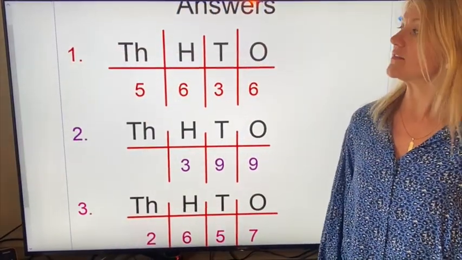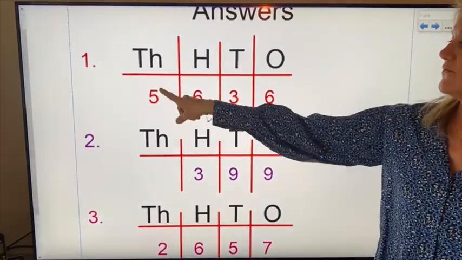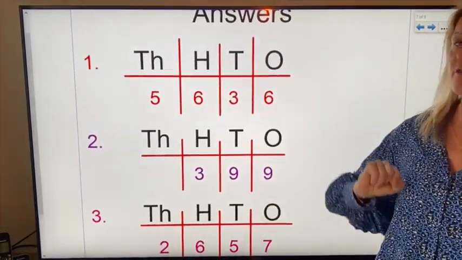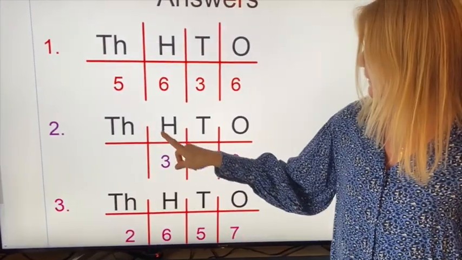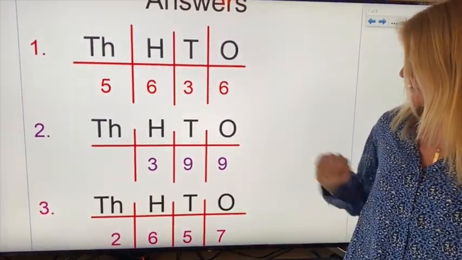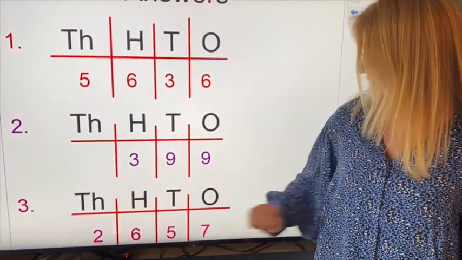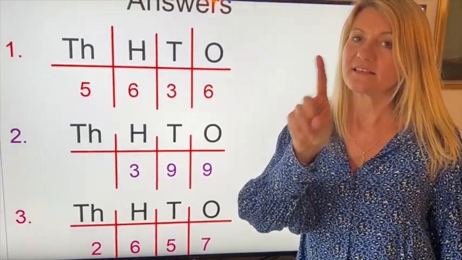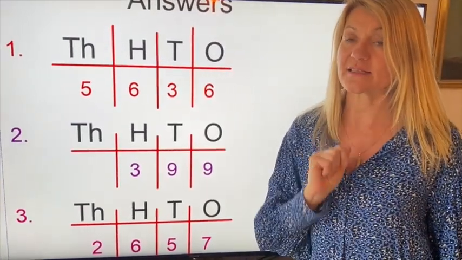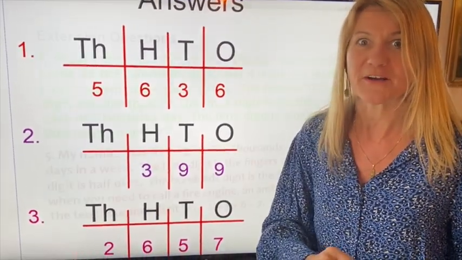So here are your answers to these 3 questions. Number 1, 5,636. Number 2, 399. Number 3, 2,657. But wait, I have 2 extension questions for those of you who think you're tough enough.